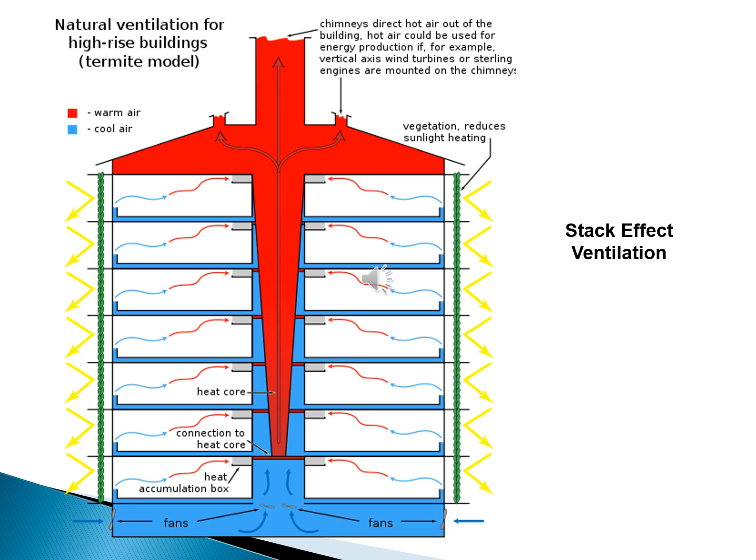Chimneys direct hot air out of the building. Hot air could be used for energy production. For example, vertical axis wind turbines or Stirling engines are mounted on the chimney, while vegetation reduces sunlight heating.